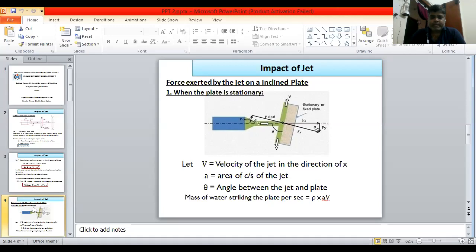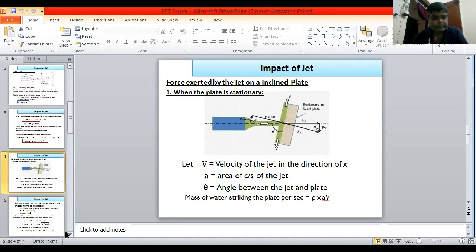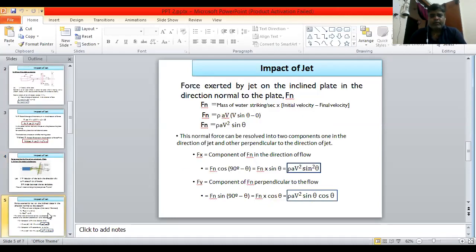Now, the mass of water striking per second is equal to rho a v. The force exerted by the jet on the inclined plate in the direction normal to the plate, that is Fn, is equal to the mass of water striking per second into initial velocity minus final velocity. That means Fn is equal to rho a v, the initial velocity is v sin theta, and the final velocity is 0. That means Fn is equal to rho a v squared sin theta.